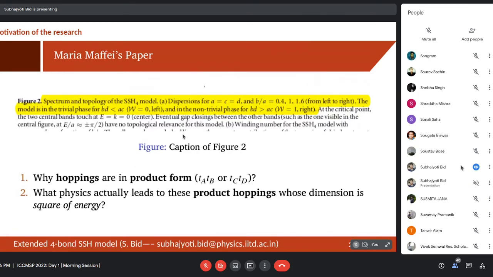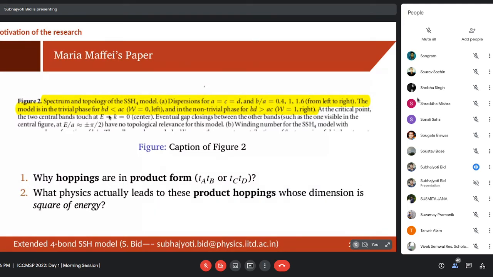And now if we come to the caption of figure 2, you see that the model is in trivial topological phase for DD less than AC. They call this hopping integral as, I call it TATB, TCTD, they call it ABC. So why are these hoppings in product form, TATB, TCTD, TBTD, whatever it is?